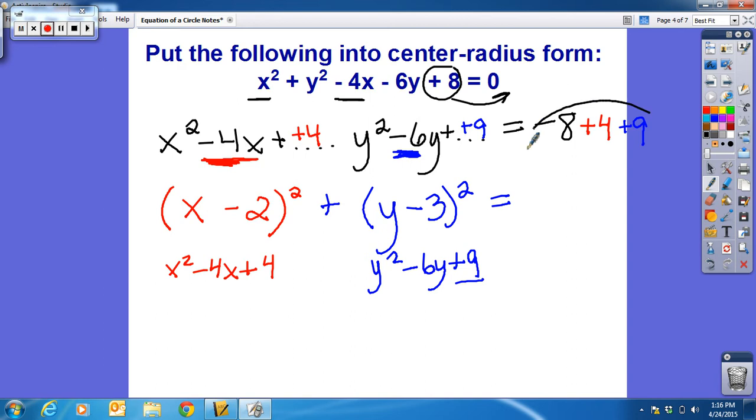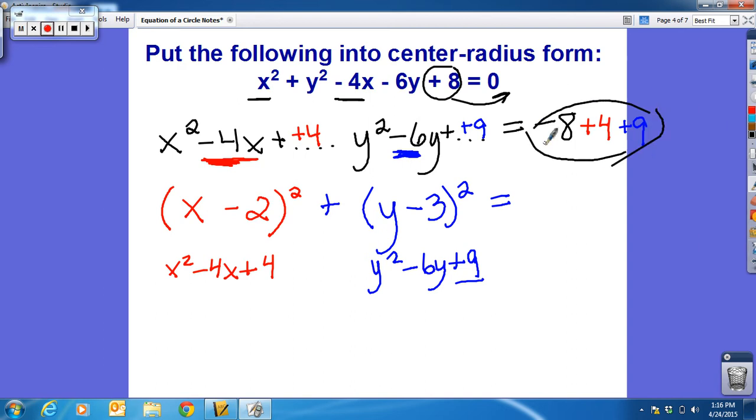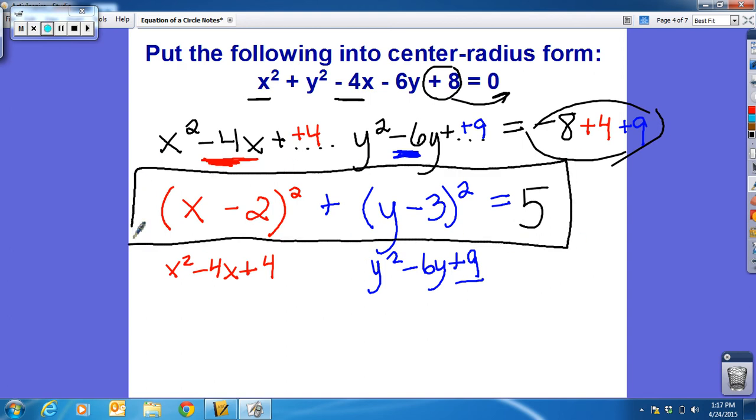And now I can do this whole part, and I should be able to do this in my head. -8 plus 4 plus 9 is equal to 5. So this is your equation in center radius form.